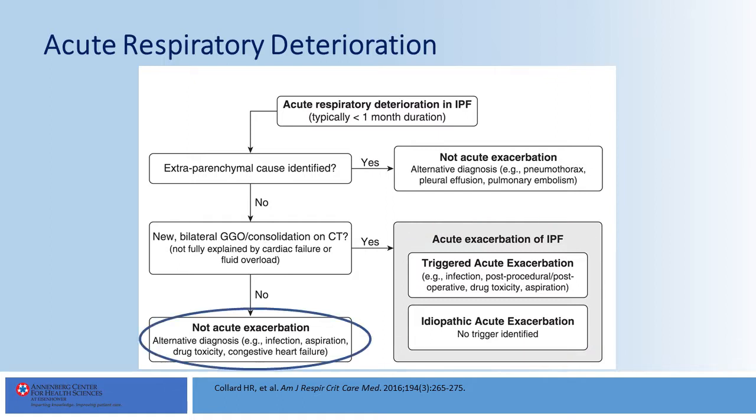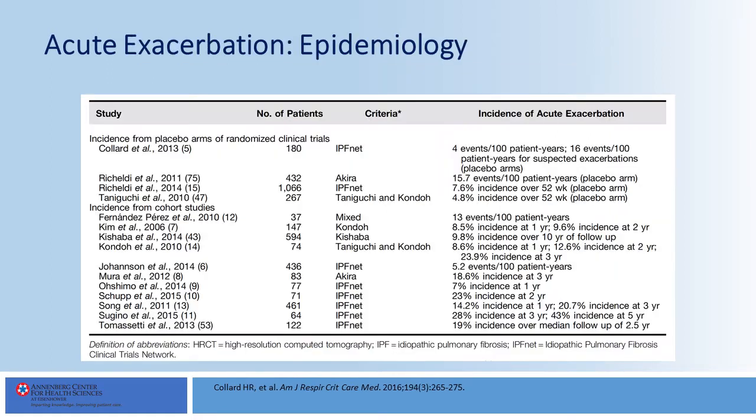Now, on the other hand, if we don't see those characteristic changes on the CAT scan, then of course, it is something else. It's whatever we do see on the CAT scan. It could be pneumonia and all those other things we mentioned before. So the terminology is updated, and that's important to remember.